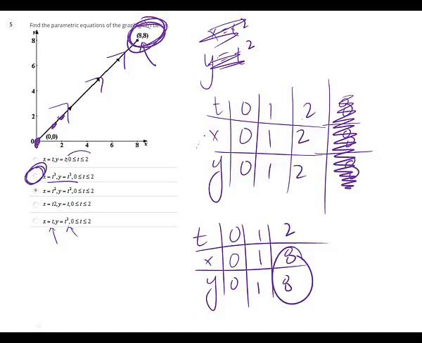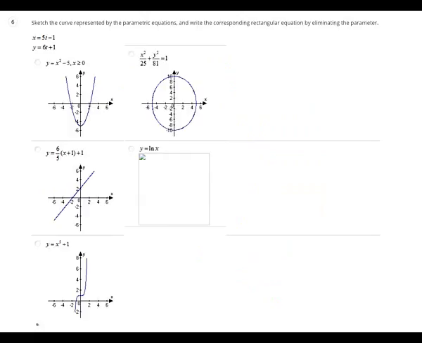I plugged in the t values that they gave me, right? I have to plug the t's into both equations. All right, looking at this one, we have to sketch the curve of the parametric equations and write the corresponding rectangular equation by eliminating the parameter. Notice one of my pictures did not pop up. I think when the test generator gives us these questions, they're kind of silly because they're all different. I don't have to look at the graph. I could either look at the graph or just convert to rectangular. I'm going to convert to rectangular and then decide which one it is.